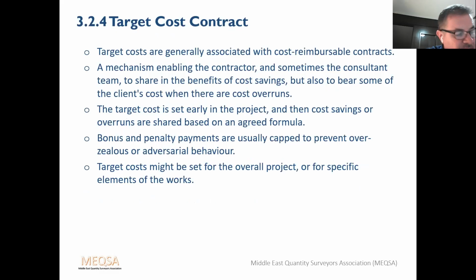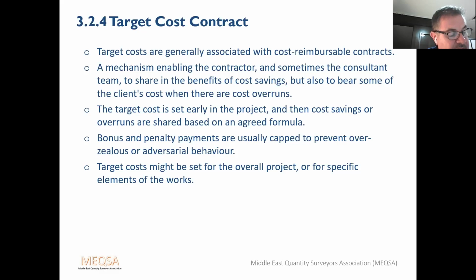Target costs are generally associated with cost reimbursable contracts. They introduce a mechanism which enables the contractor, and sometimes the consultant team, to share in the benefits of cost savings, but also bear some of the client's costs when there are cost overruns. Contracting the contractor and the consultant team on a target cost basis can be an effective way of ensuring good collaboration. The target cost is set early in the project, and then cost savings or overruns are shared based on the agreed formula. The aim is to provide a financial incentive encouraging cost control rather than to penalise them. Bonus and penalty payments are usually capped to prevent overzealous or adversarial behaviour.